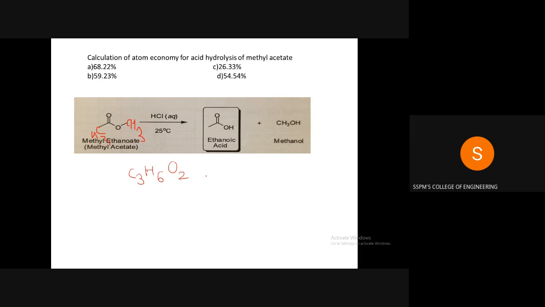calculate the molecular weight. 12 into 3, then the molecular mass multiplied by its atoms, 1 into 6, plus 16 into 2. That is 36 plus 6 plus 32. The answer of this is the sum of all the reactants. Now when you use reactants, you will use methyl acetate and also HCl. But when you calculate the product, only one will come, that is ethanoic acid.